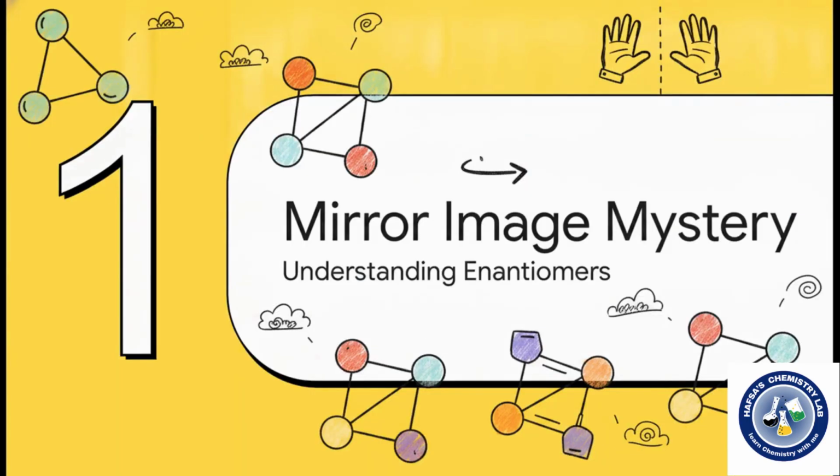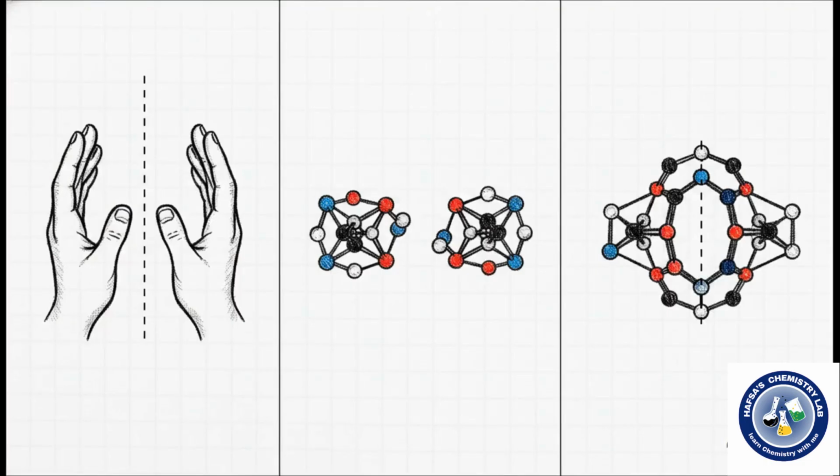All right, part 1, the mirror image mystery. So, let's lay down the basics. We need to talk about the different flavors of something called stereoisomers. First up, enantiomers. Just think of your own hands. Your left and right hands are mirror images of each other, right? But try stacking them perfectly on top of each other with the palms facing the same way. Doesn't work. They are what we call non-superimposable mirror images.